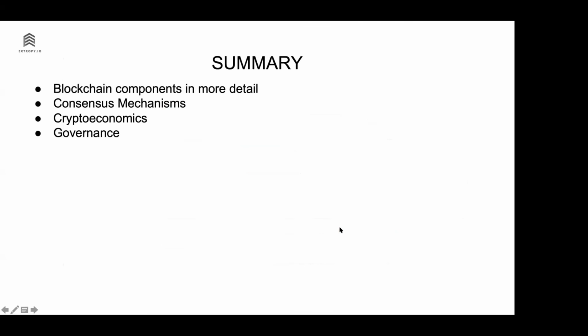So yeah, almost at time. Hopefully that was an interesting look at the blockchain components in more detail, particularly the consensus mechanisms. And I went through very quickly the cryptoeconomics and the governance as well, but we can come back to those and go into more detail.